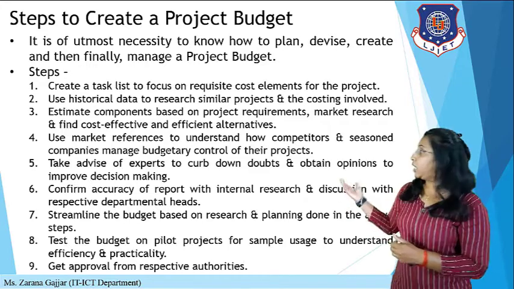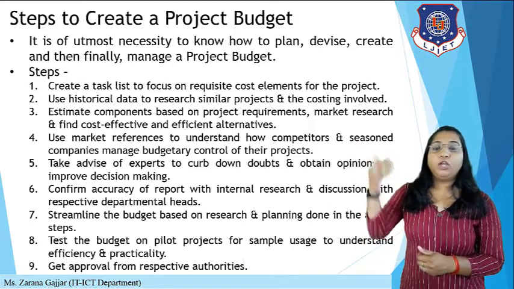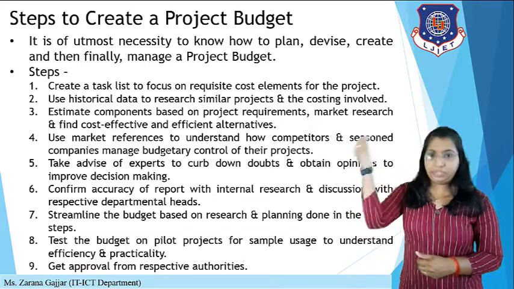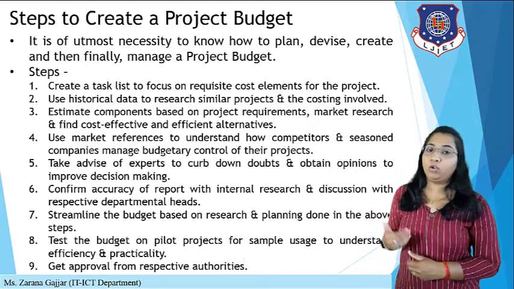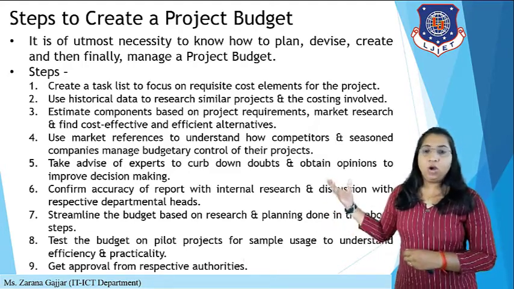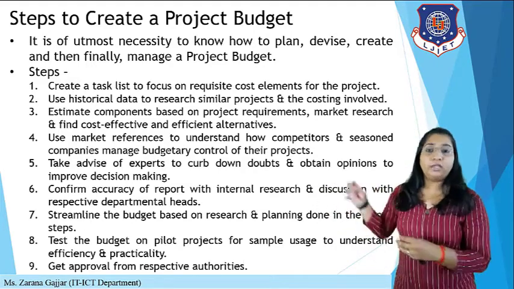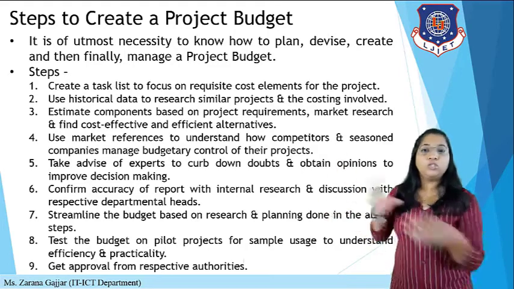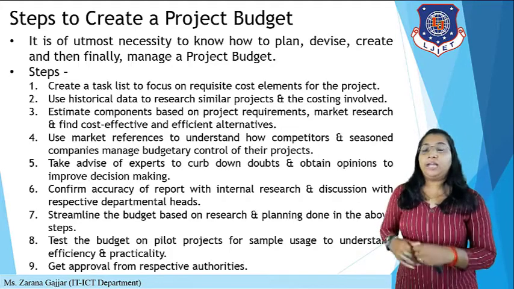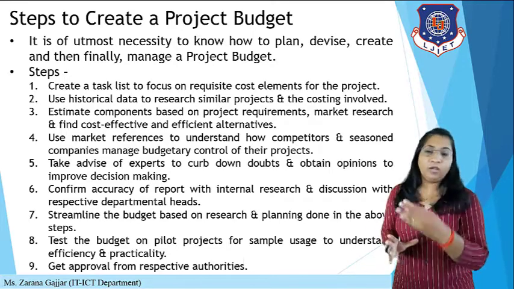Let's take an example. If you are going to construct a house, the first step is how many rooms you require, so you create a task list, and how much interior design and so on is required. Based on this you can calculate the tasks. Then you use some historical data: if your neighbor already did this project two months ago, you calculate what budget they required for constructing that house, and based on that you identify a tentative budget. Then you estimate components. If instead of 3 rooms you are going to create 4 rooms, your budget will increase.